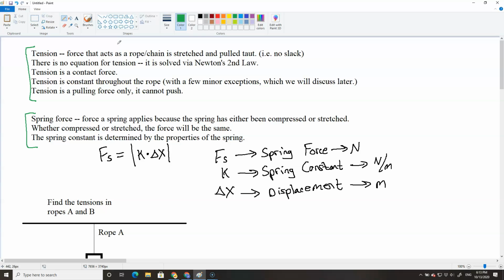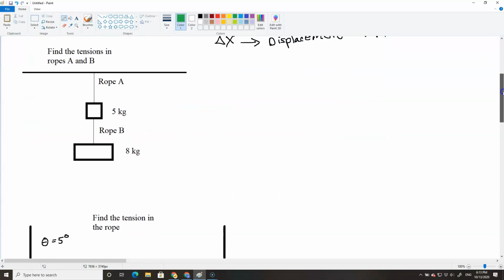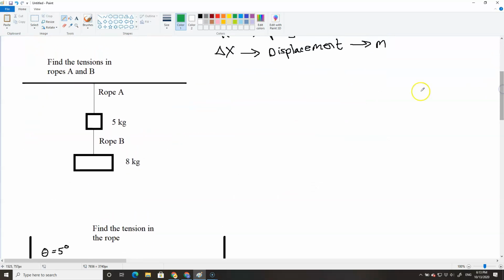And then the spring force, I'll come back to the spring force in a little bit, but I'm going to go through three examples of tension, and then we can come back to spring. So in this diagram here, we see that there are two ropes connecting to two blocks. One block is 5 kilograms, the other is 8. We have ropes A and B. And your goal is to find the tension in the two ropes.